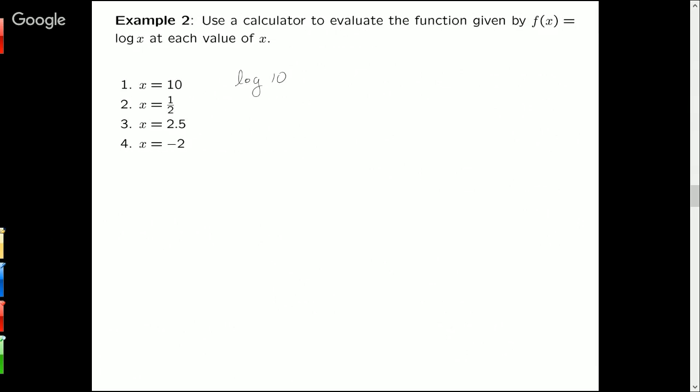So this is log base 10. So I just write it as log of 10. That means you're going to ask your calculator to do log of 10. Most of you, that means you hit your log button and then you type 10 in and you hit enter. What does it give you when you do that? Should give you 1.